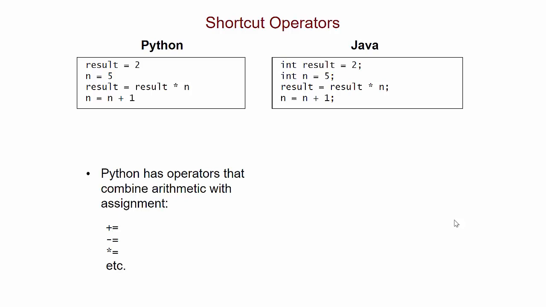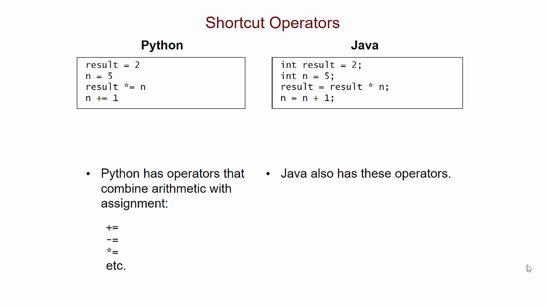And when it comes to shortcut operators, we've seen that Python has these operators that allow us to combine arithmetic operations like addition and subtraction and multiplication with assignment. For example, this line of code here, we can replace that with one that uses the shortcut operator times equals. And that's equivalent to what we had before. And then here we can use Python's plus equals operator to simplify that line of code.